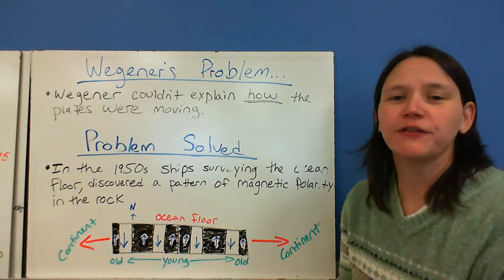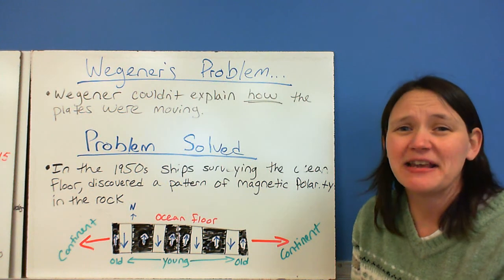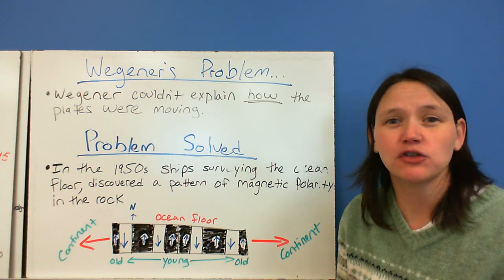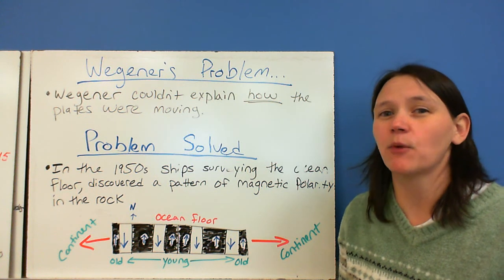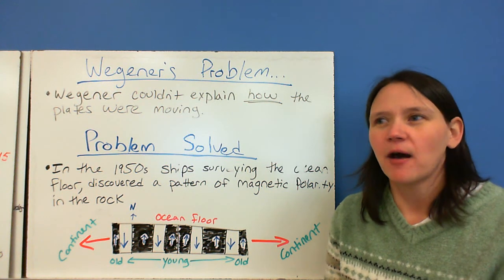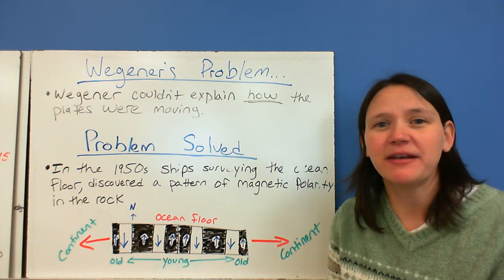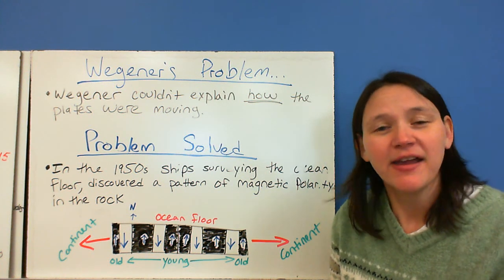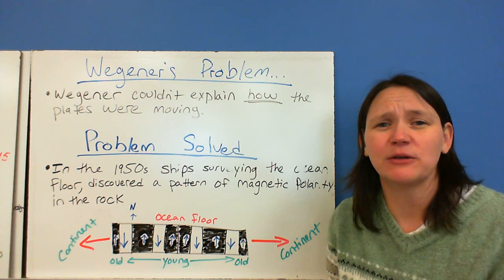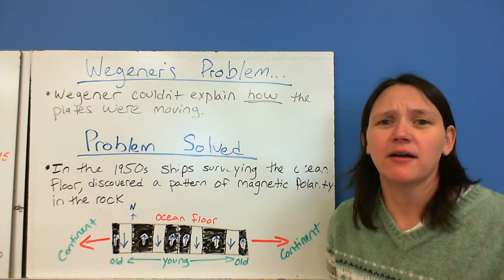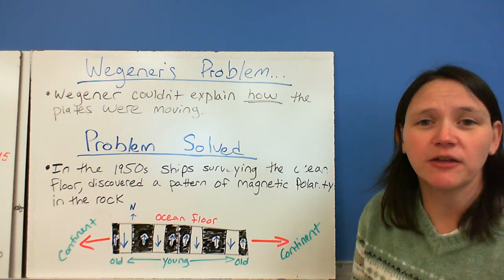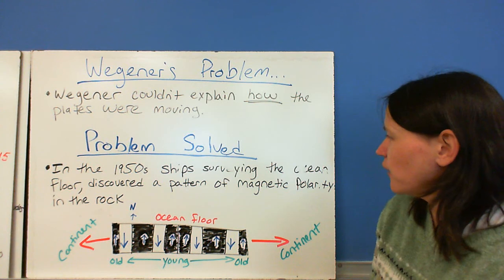Now, unfortunately for Wegener, he could not explain why the plates were moving. He had great evidence to show that they probably were connected at one point, but he couldn't explain why. And that was a problem. A lot of people didn't buy into his theory because of that. They just didn't think that huge, massive continents could possibly be moving across the surface of the Earth. But later on, luckily, they were able to solve this mystery.